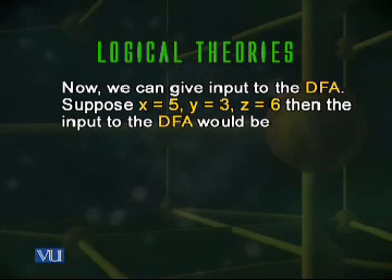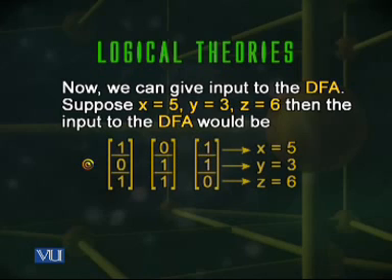As we read the top row, that is x written in binary. As we read the middle row, that is y written in binary. And as we read the last row, that is z written in binary. So this is like giving the DFA x, y, and z in parallel. If it is reading the 7th symbol, it's reading the 7th bit of x, the 7th bit of y, and the 7th bit of z.